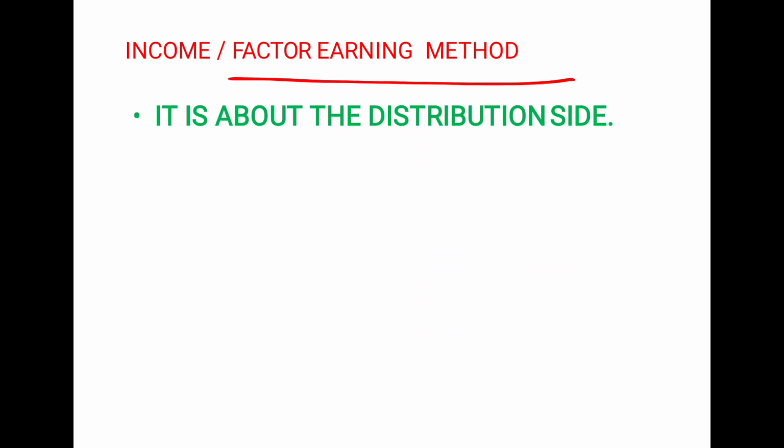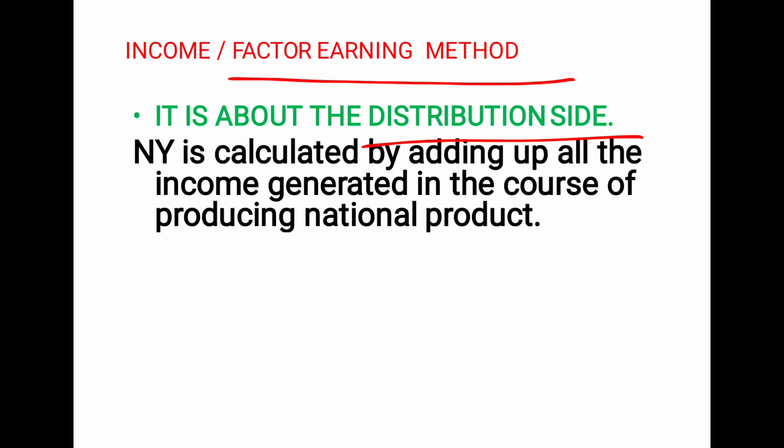Under the income method, if you want to get income, what has to be done first? The products have to be distributed. Once the distribution is over, naturally income flows into our country. By adding up all the incomes together, we call that the factor earning method. So it is about the distribution side. National income is calculated by adding up all the income generated in the course of producing a national product.